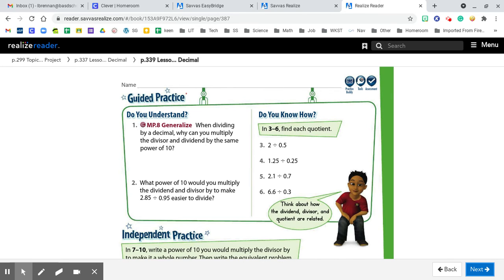So when dividing by a decimal, why can you multiply the divisor and dividend by the same power of 10? Multiplying by the same power of 10 does not change the quotient. It does not change your quotient.